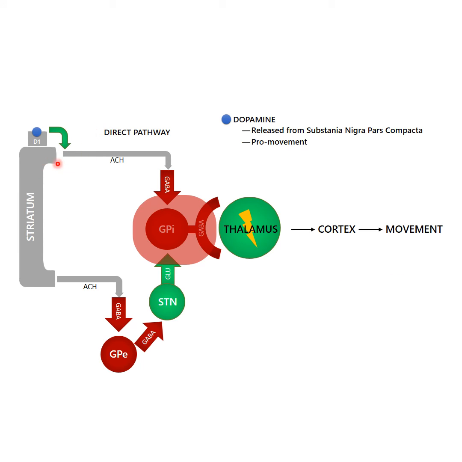Direct pathway, because it's pretty simple, right? This dopamine binding is going to stimulate this direct pathway here. Boom, GABA inhibits the globus pallidus.